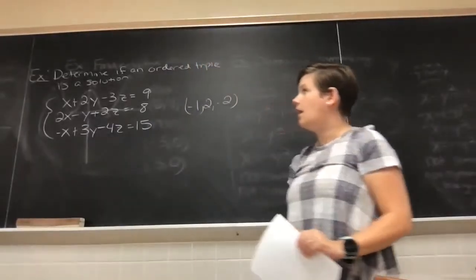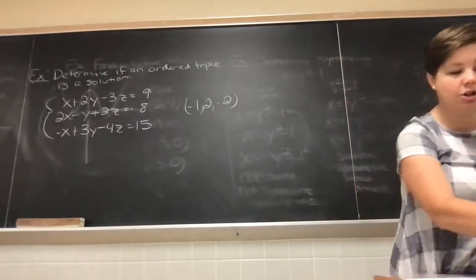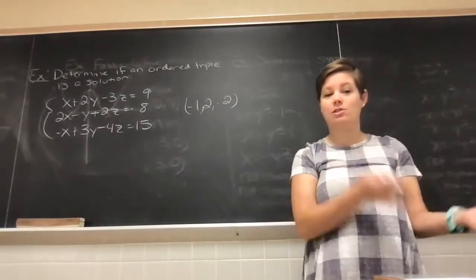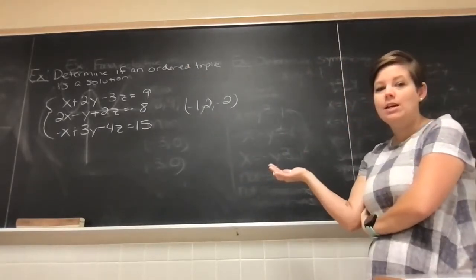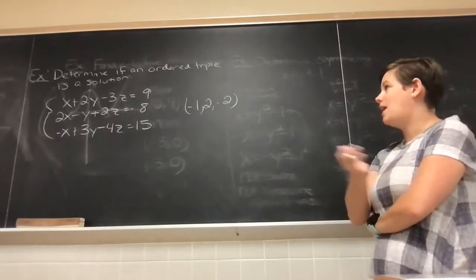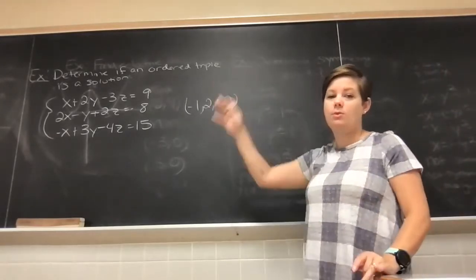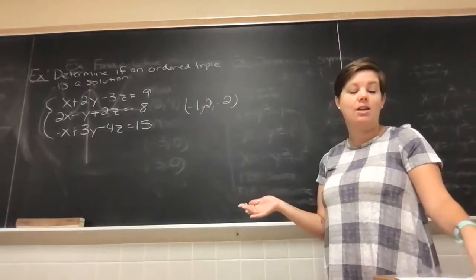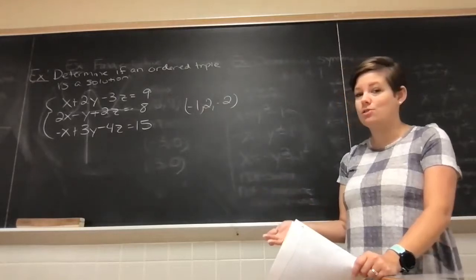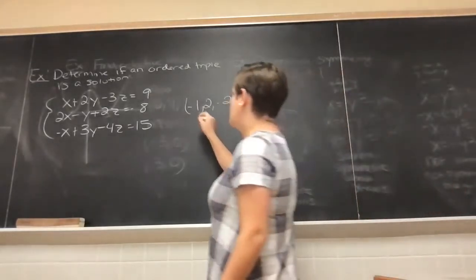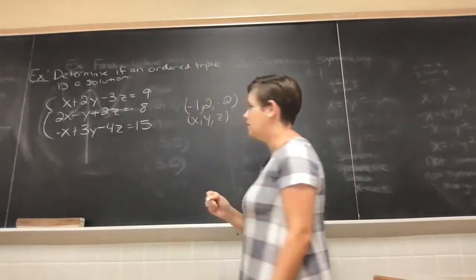So before we actually start solving the systems of equations, just like in 5.1, we had to determine if an ordered pair was a solution. And in this case, we're going to determine if an ordered triple is a solution. So it's the exact same thing. You're going to plug in this triple into each of the equations and make sure you get a true statement out. Yes, you do have to check every equation, because if not, then you don't know if it's a solution for all three of them.